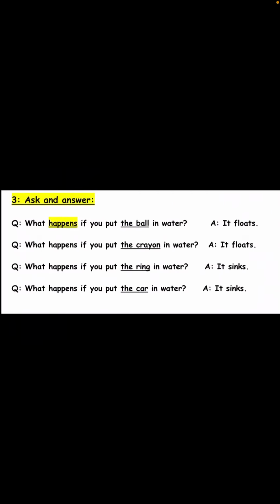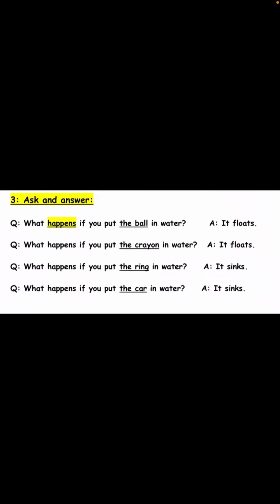Okay. 2. What happens if you put the crayon in water? It floats.